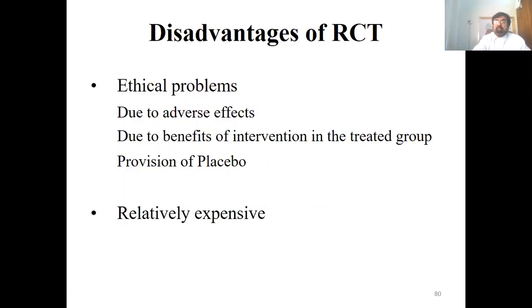Disadvantages of RCT: ethical problems, as I have discussed. If the participants do not know what they are getting, that is an ethical problem. There may also be adverse effects of the intervention. For example, if you are administering a drug to the individual, it may bring about some changes in their physique in the form of side effects. Due to the benefits of intervention in the treatment groups, provision of placebo is an ethical issue, and it is relatively expensive. It needs a lot of money to be conducted.